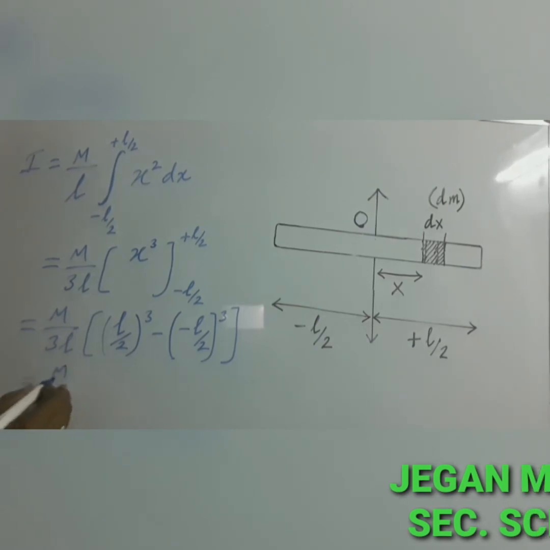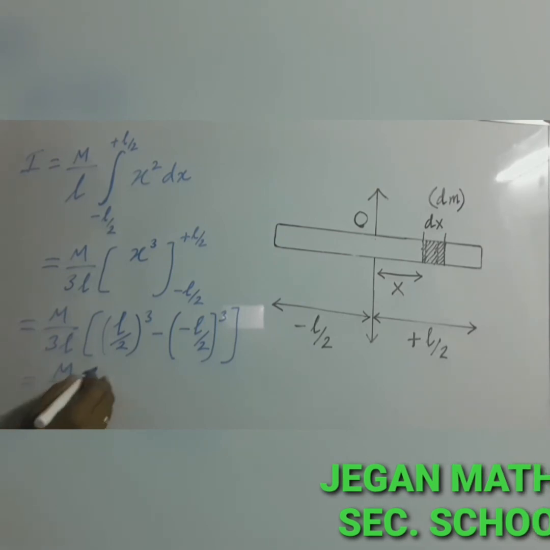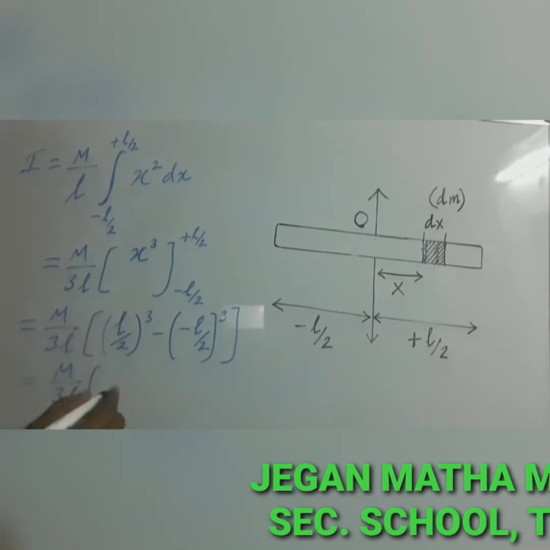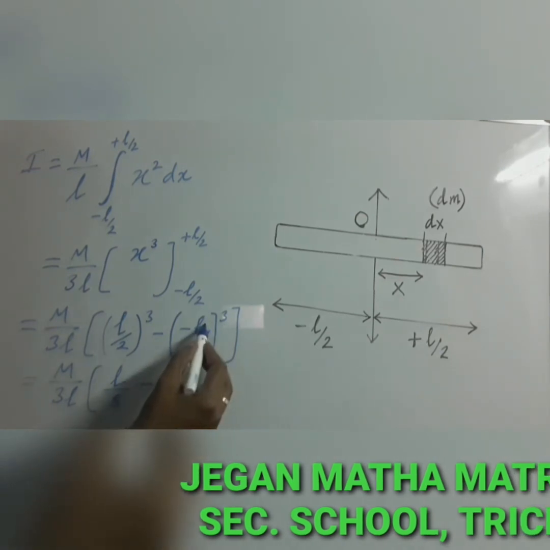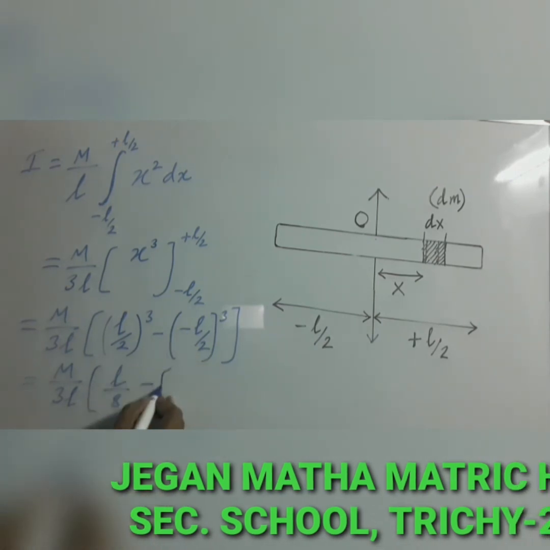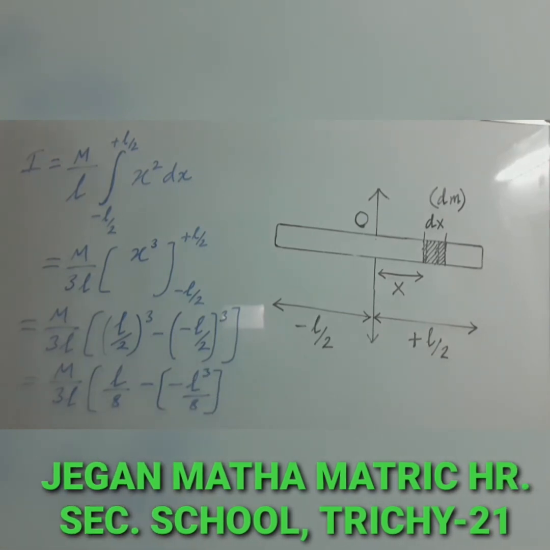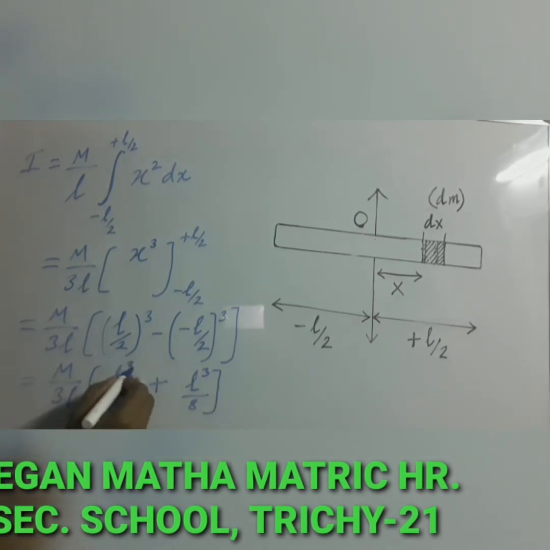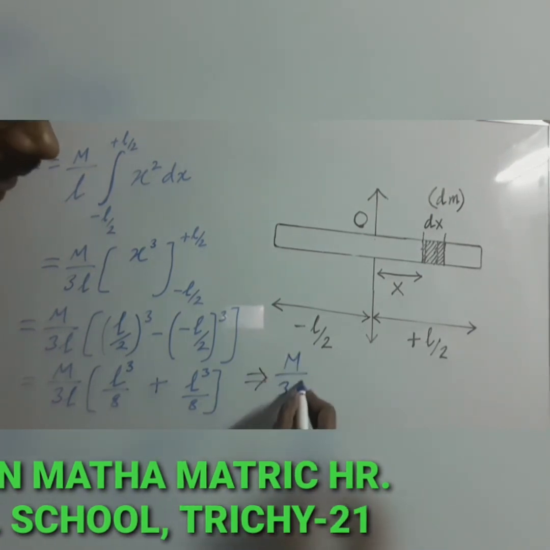What will be the value? M by 3L. Here L cube by 2 cube. 2 cube is nothing but 8. So it can be written as L cube by 8, minus, here also L cube by once again 8, but minus will be there. So minus L cube by 8. Here minus into minus will be plus.